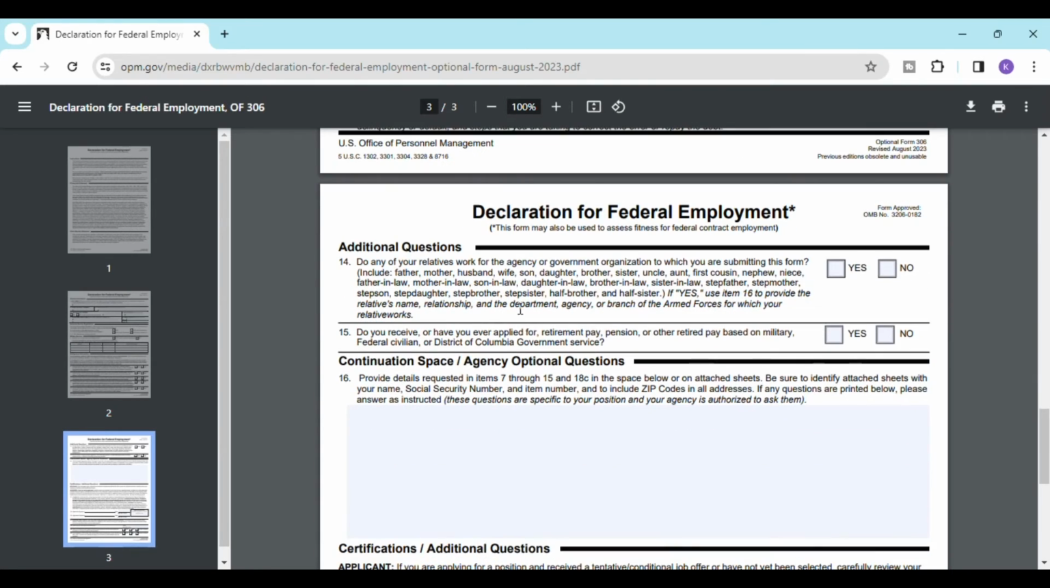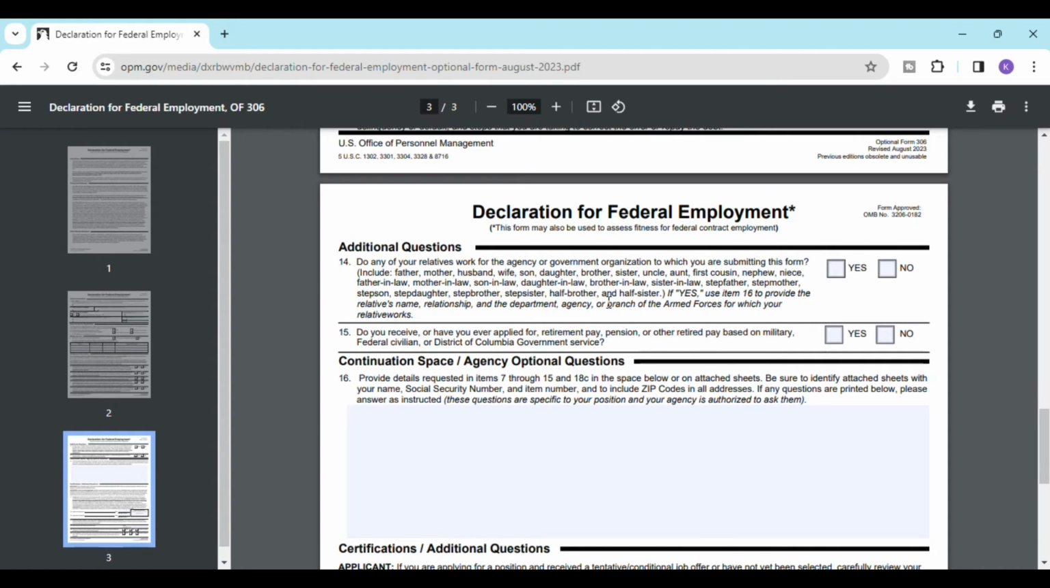Now we're in 14. Do any of your relatives work for the agency or government organization to which you are submitting this form? And it has all kinds of examples. This one is just, they're trying to look for nepotism. They just need to make sure that you're not going to be working for any of your relatives, because that's not allowed.